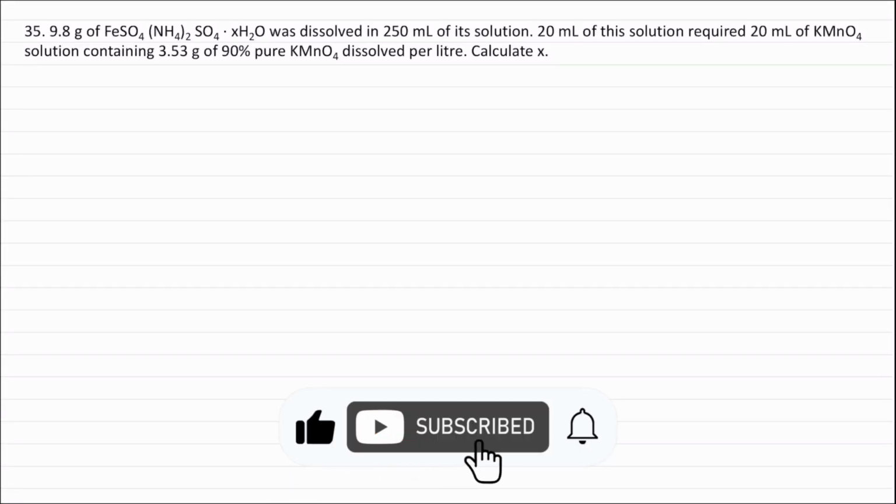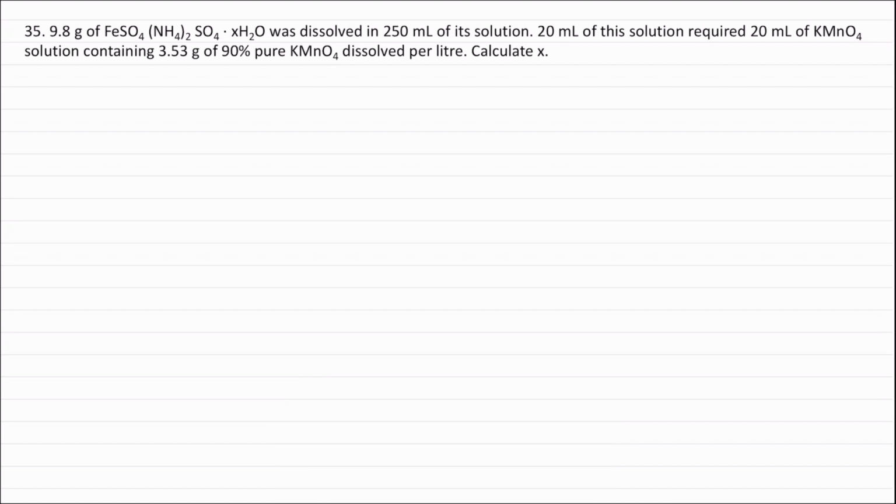Question 35. 9.8 gram of FeSO4·(NH4)2SO4·xH2O was dissolved in 250 milliliter of solution. 20 milliliter of this solution required 20 milliliter of KMnO4 solution containing 3.53 gram of 90% pure KMnO4 dissolved per liter. Calculate x.